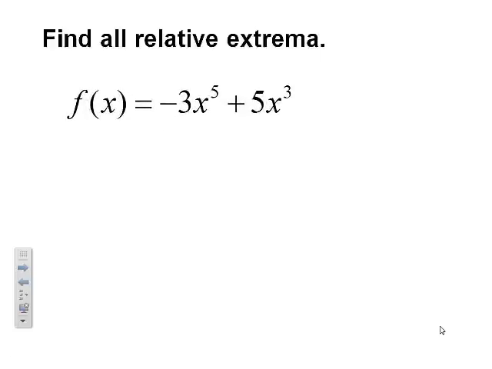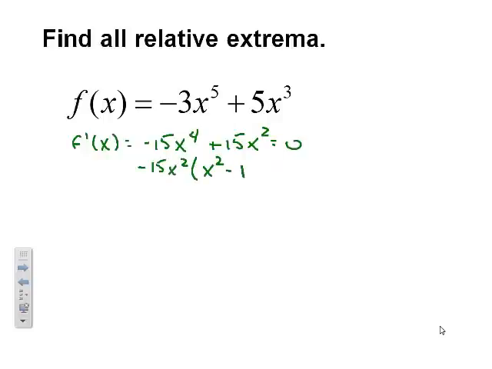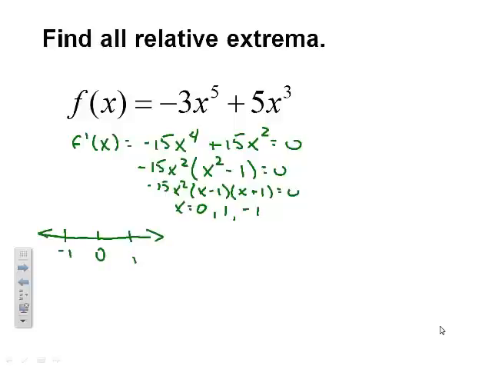Here's another example problem. I give you a function, and I say find all the relative extremes. First thing I do is take the derivative. So I take the derivative, set it equal to 0. Then I'm going to factor out a negative 15x squared. I'm going to factor that some more. So I'm finding some critical points. My critical points are x equals 0, 1, and negative 1. So I put these on a number line, negative 1, 0, and 1.